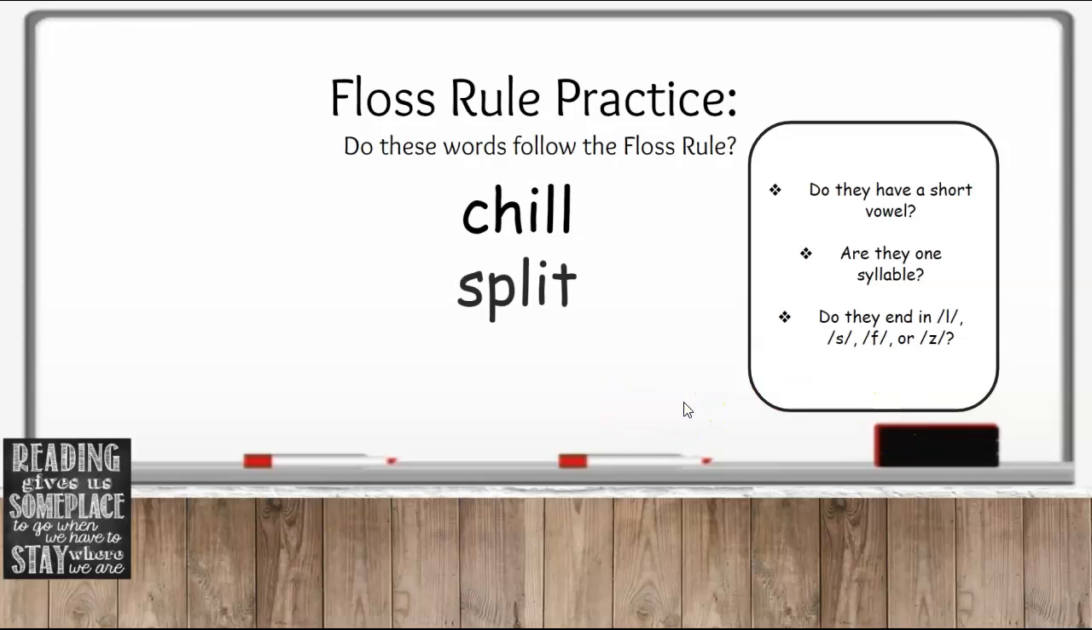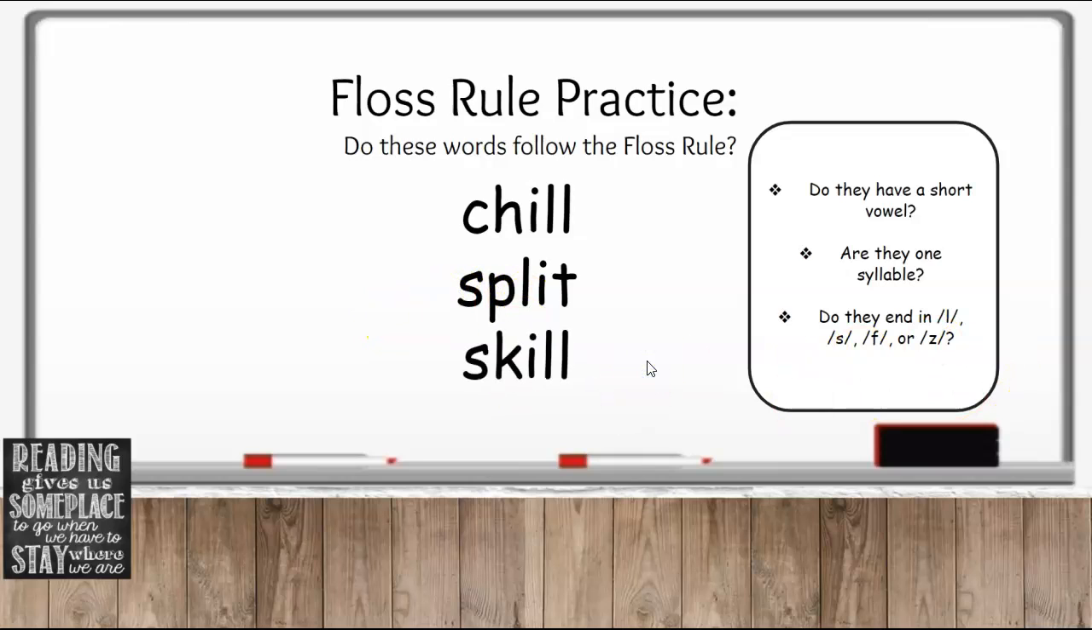Let's look at our next word. Split. Okay, split. That's one syllable. I know that the i is the short vowel, but let's see, does it end in l, s, f, or z? Nope, this word ends in a t. So that consonant at the end does not double like in chill. Okay, so split does not follow that rule.